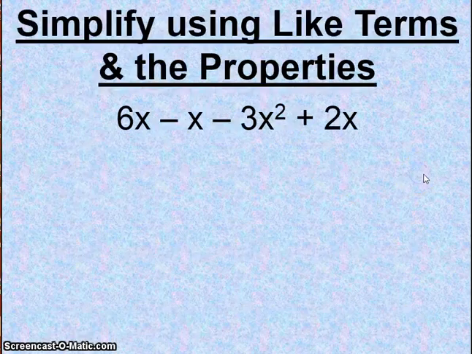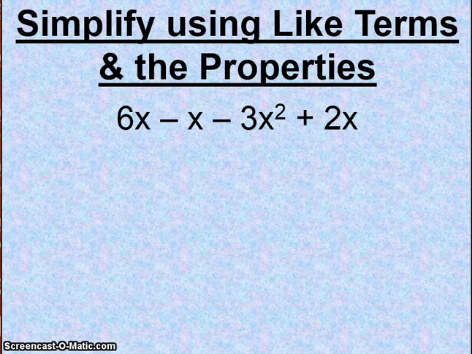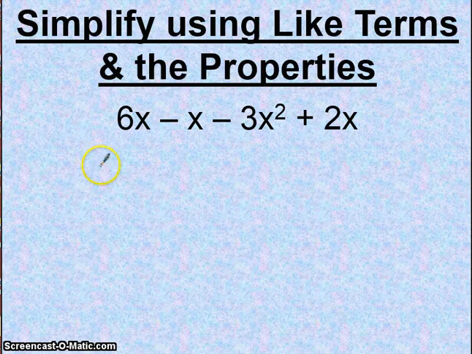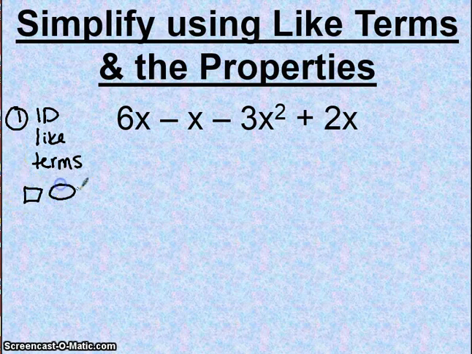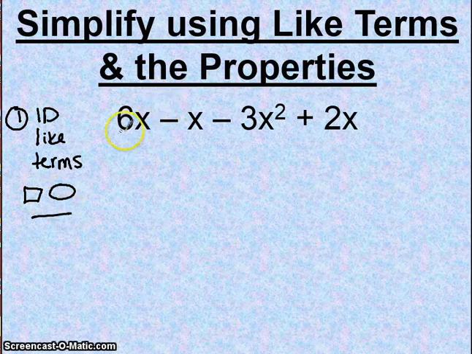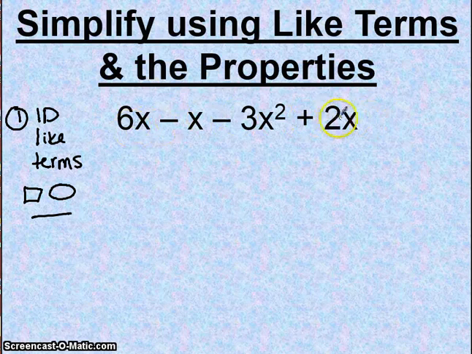Now, let's look at how we can use these properties to simplify like terms. Our first step in simplifying like terms is to identify like terms. So our first step is ID like terms. Personally, I like to use shapes like squares, circles, and underlining. That kind of looks like a face. I'm not mad. To identify the like terms. Now, if you look at our expression, we can identify some like terms by looking for same base, same exponent.